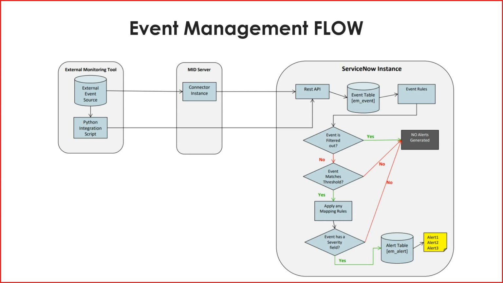We can check for thresholds, and we can bind certain CIs. If you see, the first step is the event rules. In that, it checks whether the event is filtered out. If the event is not filtered out, meaning we haven't configured that we don't want to process this event, it will move to the next check, which is the threshold, whether it has reached the threshold. Say I am getting events for memory consumption.